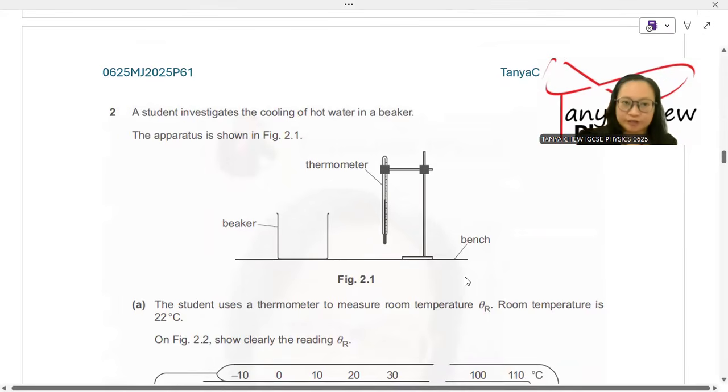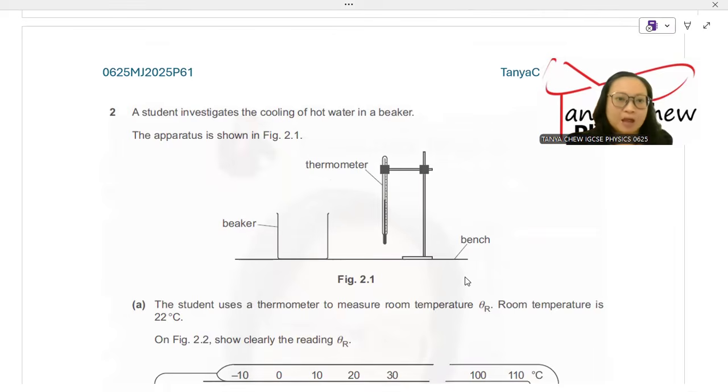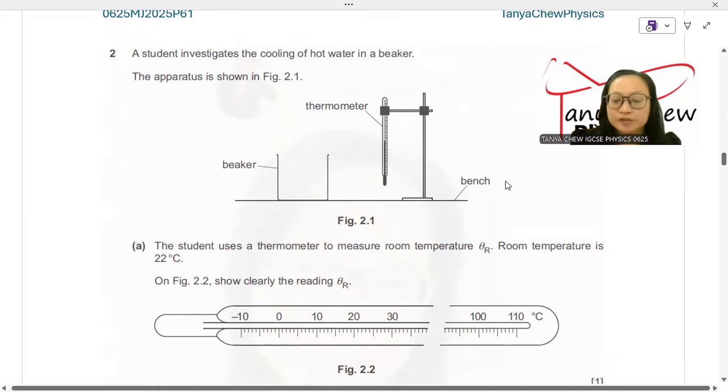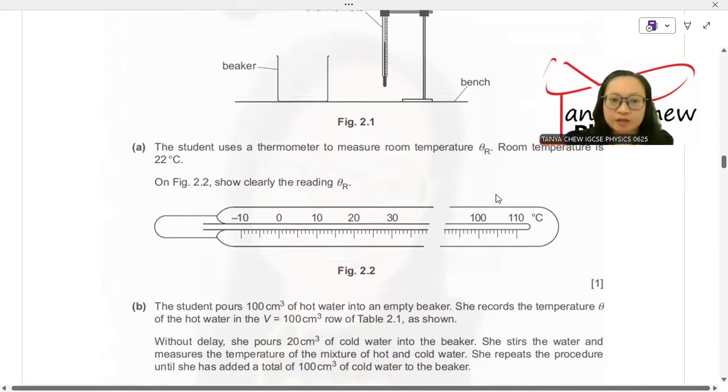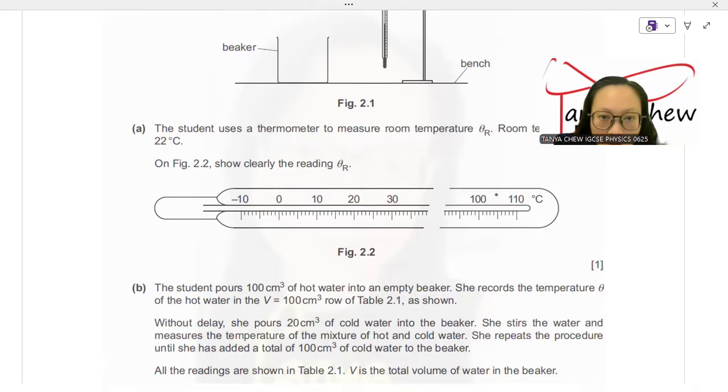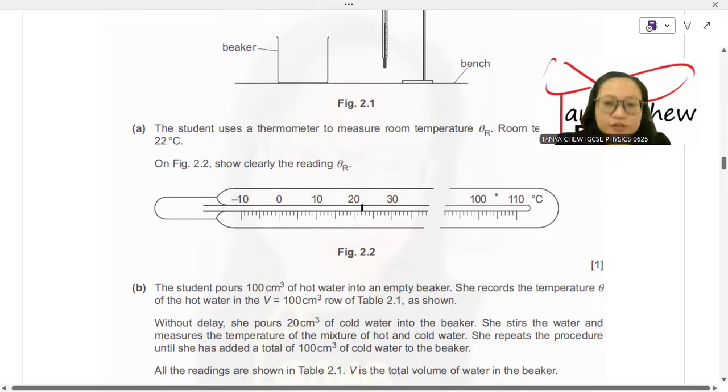A student investigates the cooling of hot water in a beaker. The apparatus is shown in Fig 2.1. A, the student uses a thermometer to measure the room temperature, theta R. Room temperature is 22 degrees Celsius. So on Fig 2.2, show clearly the reading of theta R. This is 20, 21, 22 is here. This is 22 degrees Celsius.